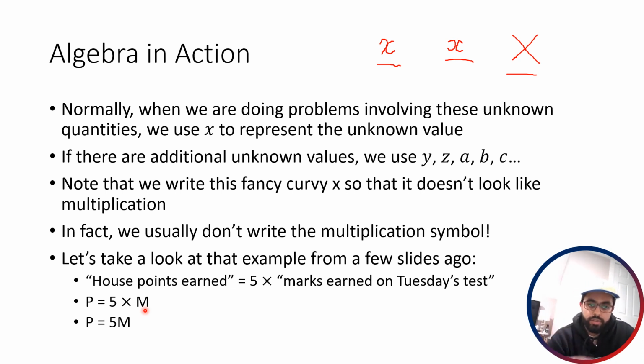But the mathematician is also too lazy to write the multiplication symbol. So if it's multiplication, but only multiplication, not addition, not subtraction, not division, not anything else, they won't even write the times sign. They won't even write that little X in between. They'll just stick the number and the letter together. So you'll have P equals 5M. 5M smushed together, that means multiplication. That means 5 times M.